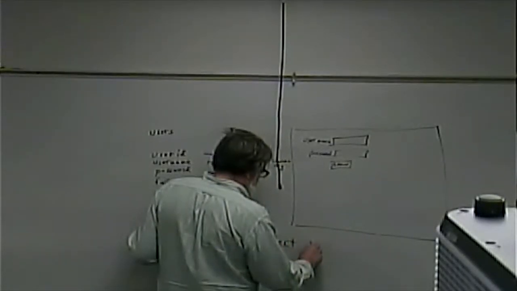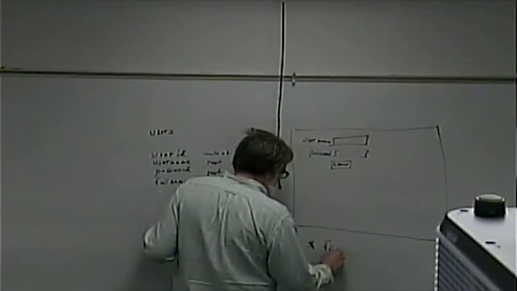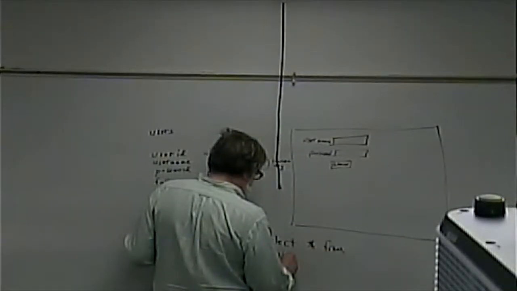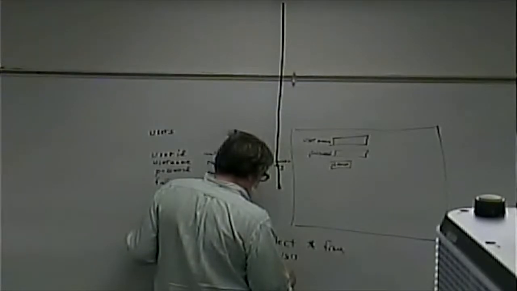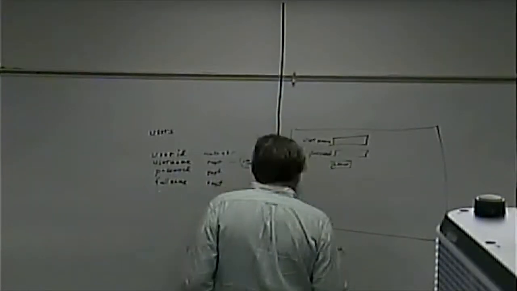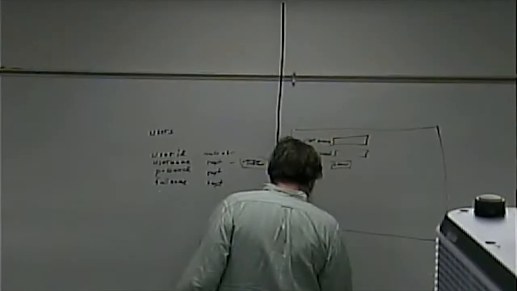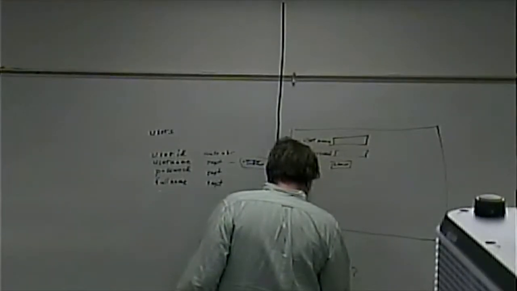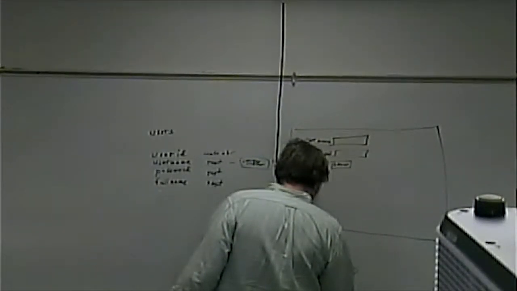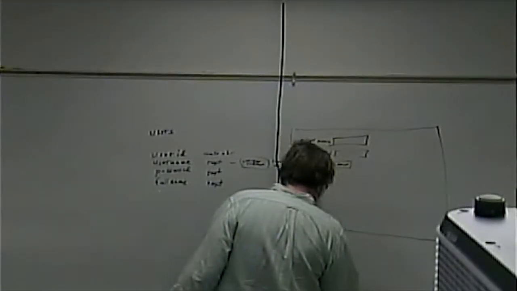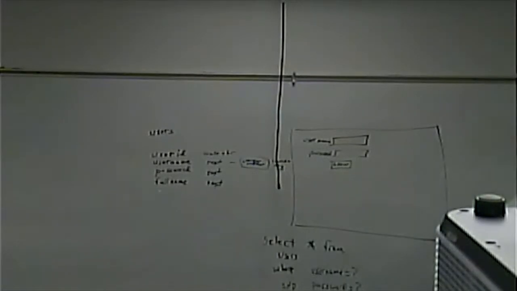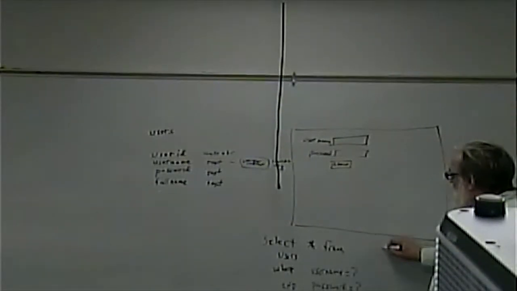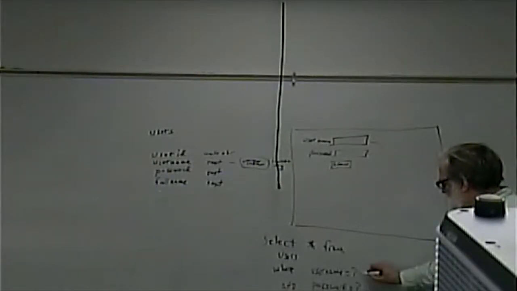Select star from users where I'm going to use username, where username equals question mark and password equals question mark. Can we use two parameters? Yeah, sure. Two question marks. We'll have to explain where both of them come from. But in a nutshell, this one's going to come from here. This one's going to come from here.